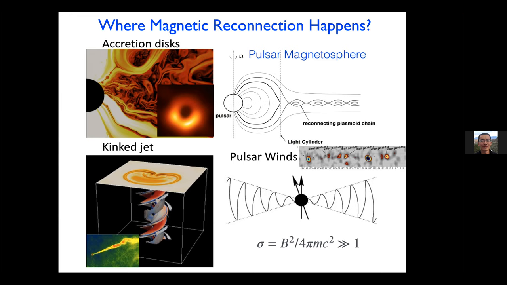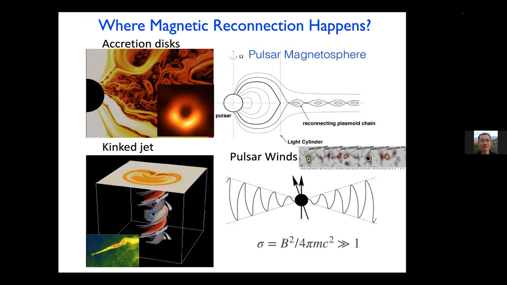The lower left is an example of a jet simulation where you could generate a kink instability and maybe generate secondary reconnection that may make the jet shine through the related plasma process. Of course, there could also be a striped jet scenario.